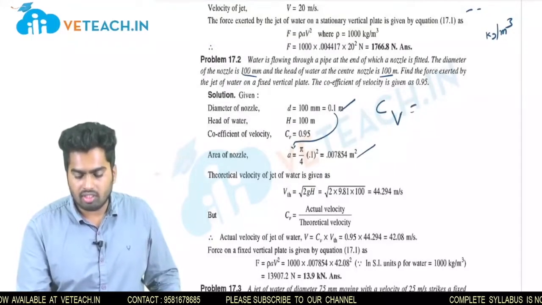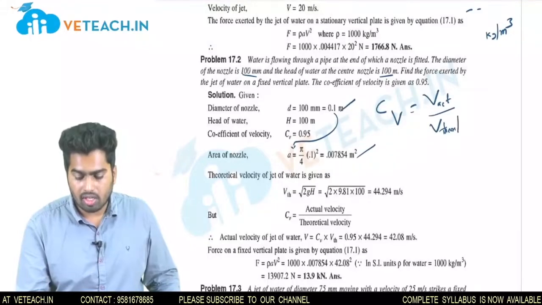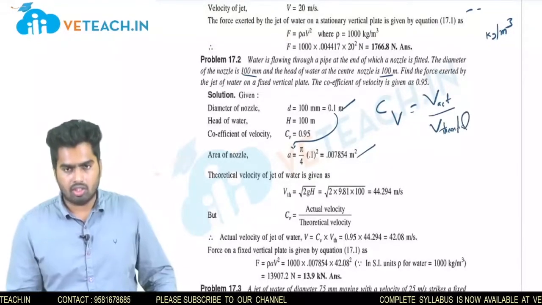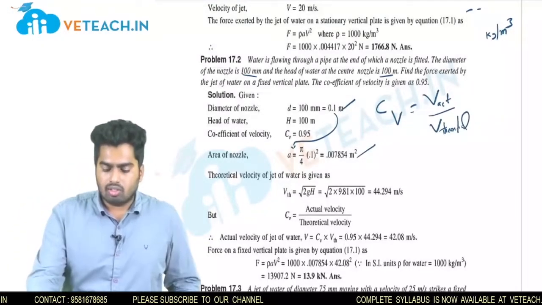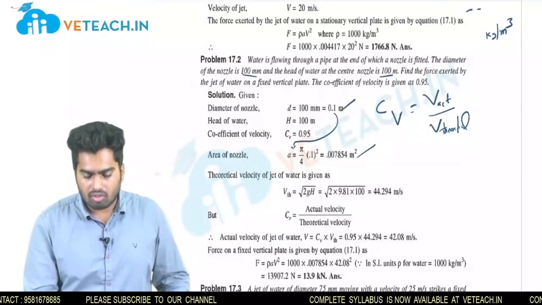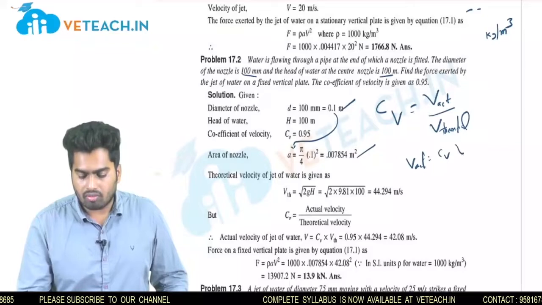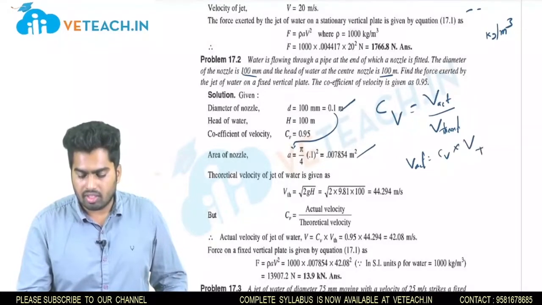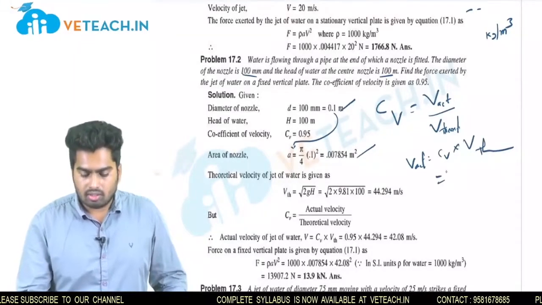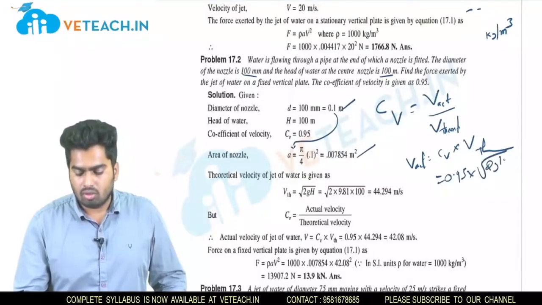Coefficient of velocity, Cv, is equal to actual velocity by theoretical velocity. So V actual will be coefficient of velocity into V theoretical. The coefficient of velocity is 0.95, which is given in the data, and theoretical velocity is root 2gh.